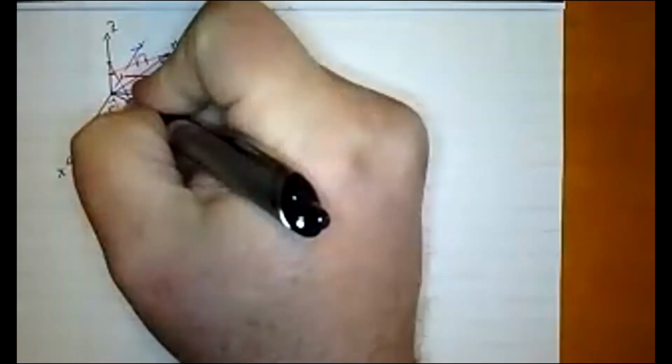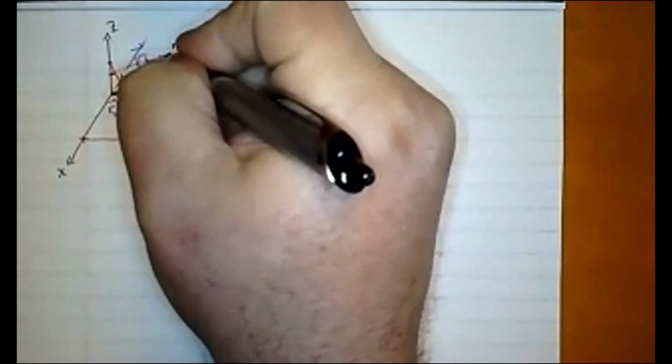Okay. Now, according to Newton's law of gravity, the force of attraction should act along a line that connects these two guys. So you should be able to imagine a line going like that. And the force of attraction should be somewhere along that line.